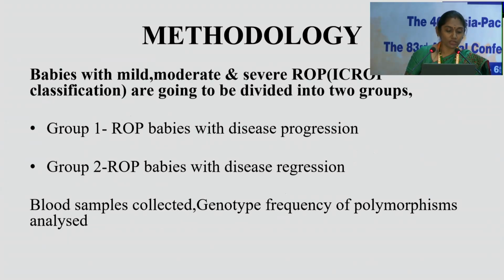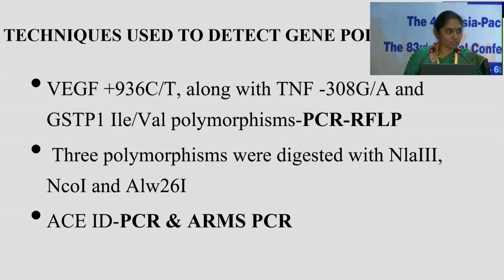And in the methodology, we have divided it into 2 groups. Group 1 is ROP babies with disease progression, and group 2 is ROP babies with disease regression. We collected blood samples from all the babies after getting consent from the mother, and sent them for analysis to the medical research unit in our medical college, and we used the following techniques for VEGF, TNF and GSTP polymorphisms.